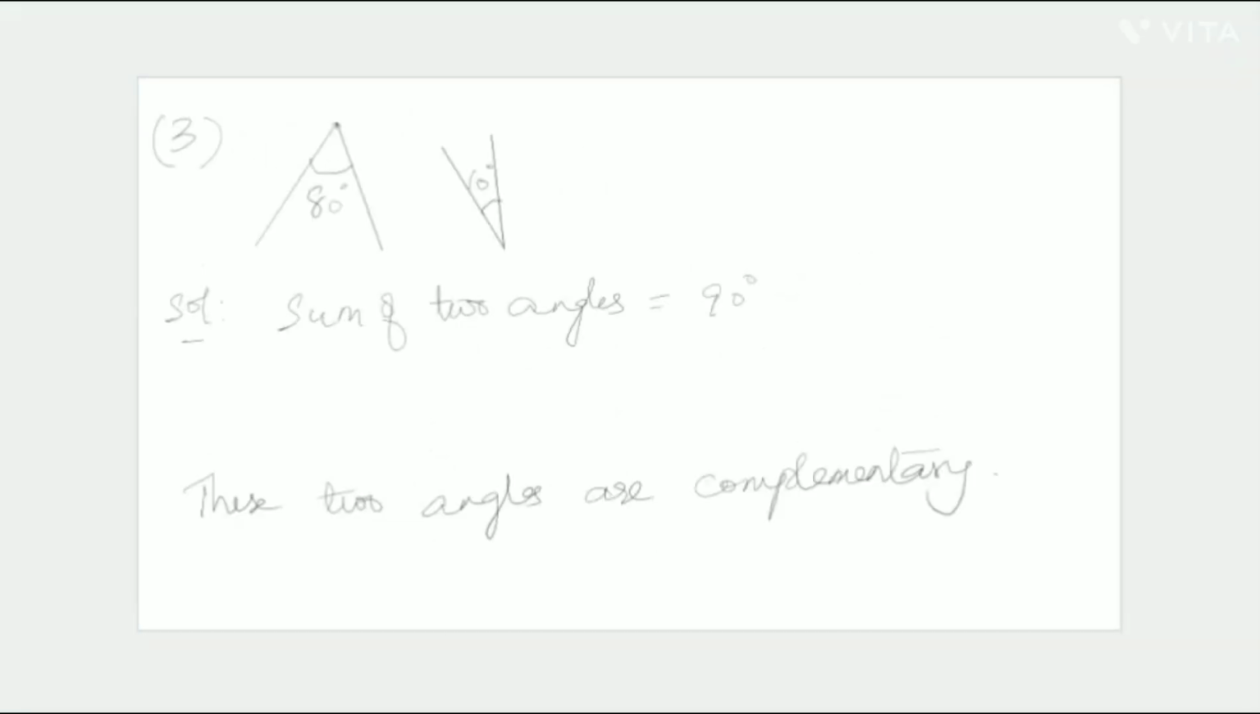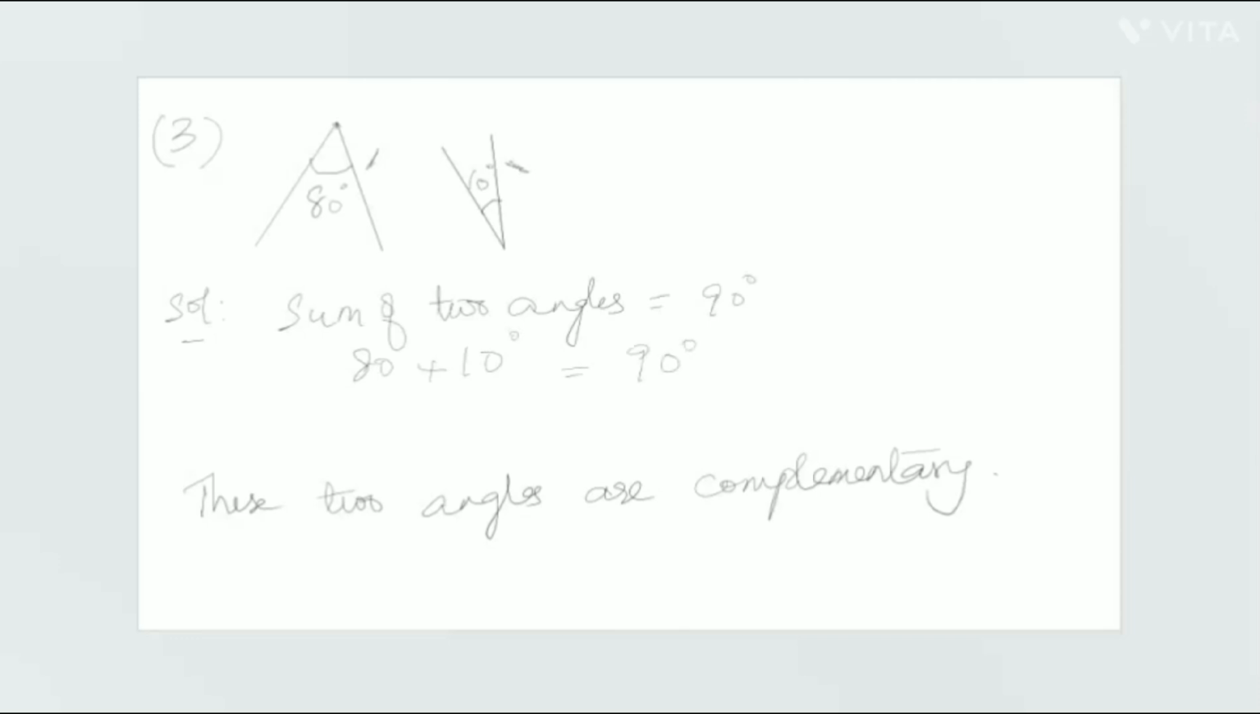We will look at the third example. Here I am having one angle as 80 degrees and the other angle as 10 degrees. Sum of two angles is equal to 90. I will add 80 plus 10 degrees, which is equal to 90 degrees.